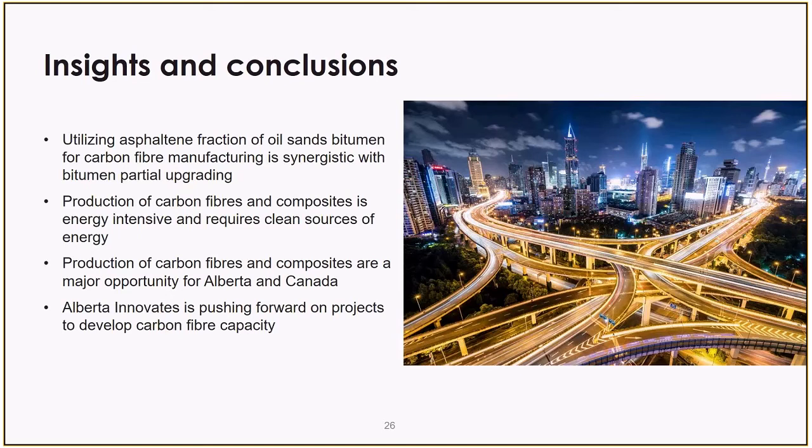So the partial upgrading process, for those that may not be familiar, turns bitumen into a pipelinable product that doesn't require any diluent. To do that, the heavier end of the barrel, there are rejected fractions, and the asphaltenes are rejected in that process. So we're able to make a pipelinable crude that doesn't require diluent, which is a win, and we also now have our feedstock for carbon fibers in asphaltene as the rejected portion of that process. So we see the two processes as very synergistic. So that's a strong positive.